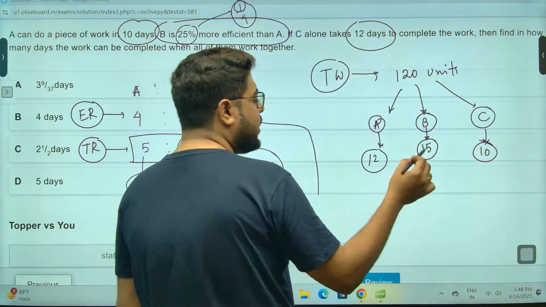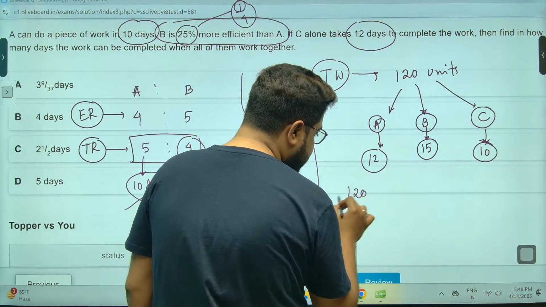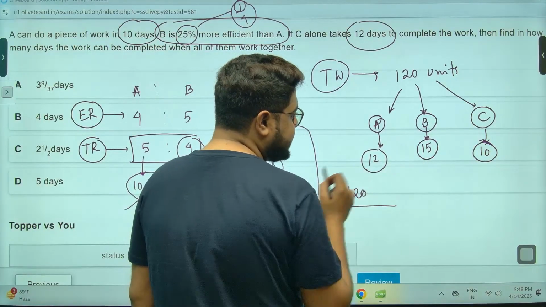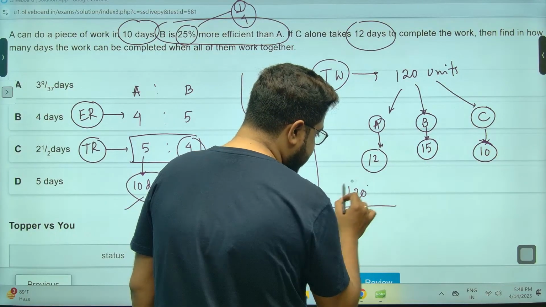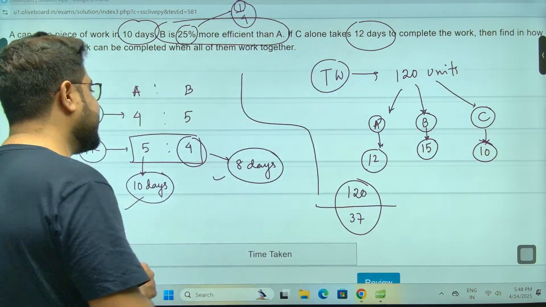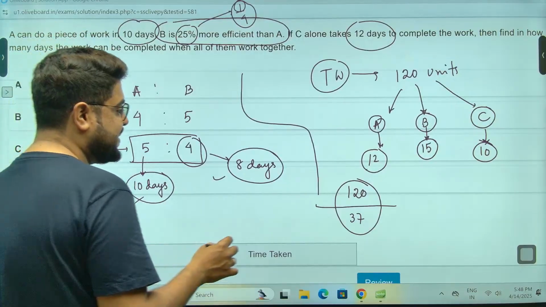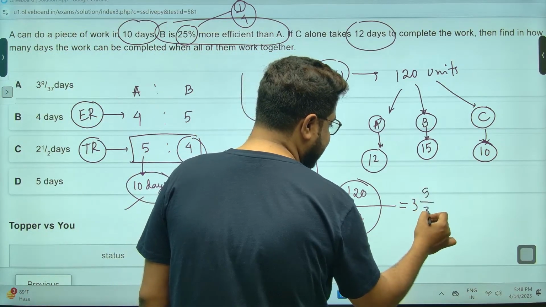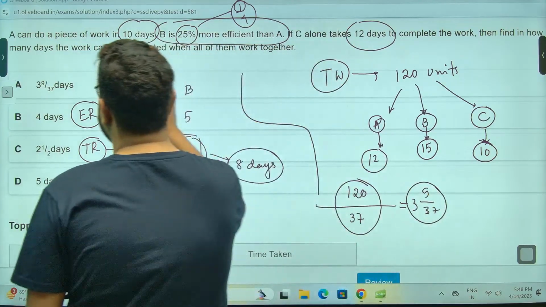So now all three of them will work together. Total work, sir, 120. Efficiency, sir, add kar do. 15 and 12, 27, 37. I'm not making any error, na? एडिशन में नॉट एनी एरर. चलो शुक्र है. So 3 whole something, 3 whole 9 by 37. That is there in the options.